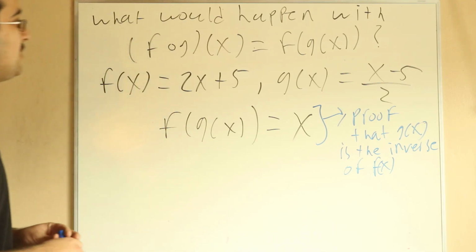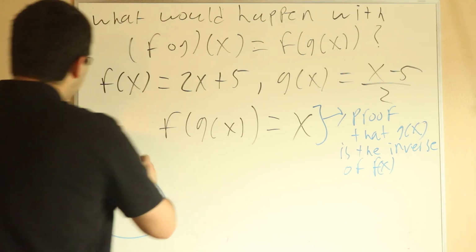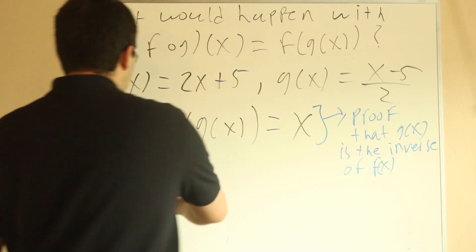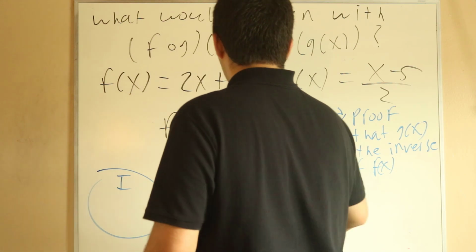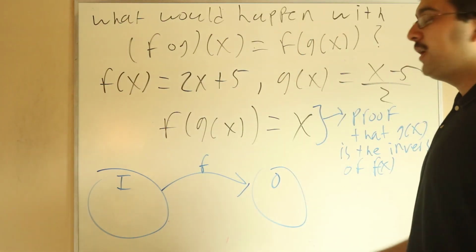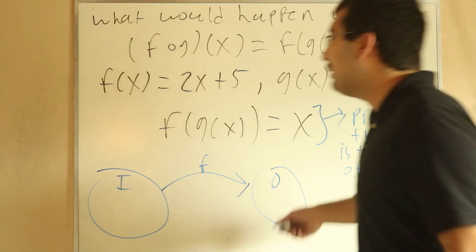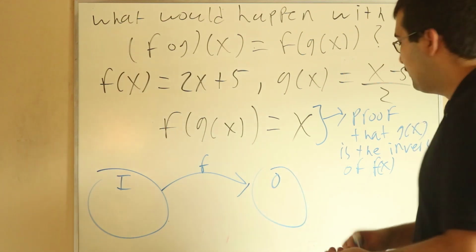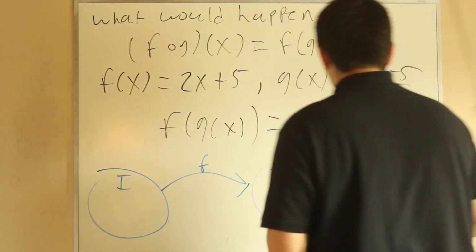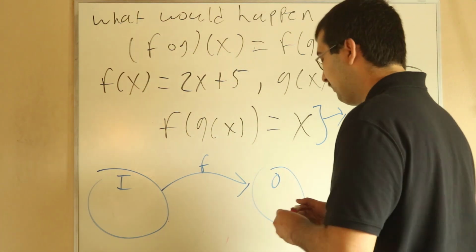A more visual understanding of this is going back to that picture we drew. If I have my set of inputs and some f of x that maps it to a set of outputs, well, what does g of x do? Remember, we said that g of x took the output and brought it back to the inputs. So just continue the chain.